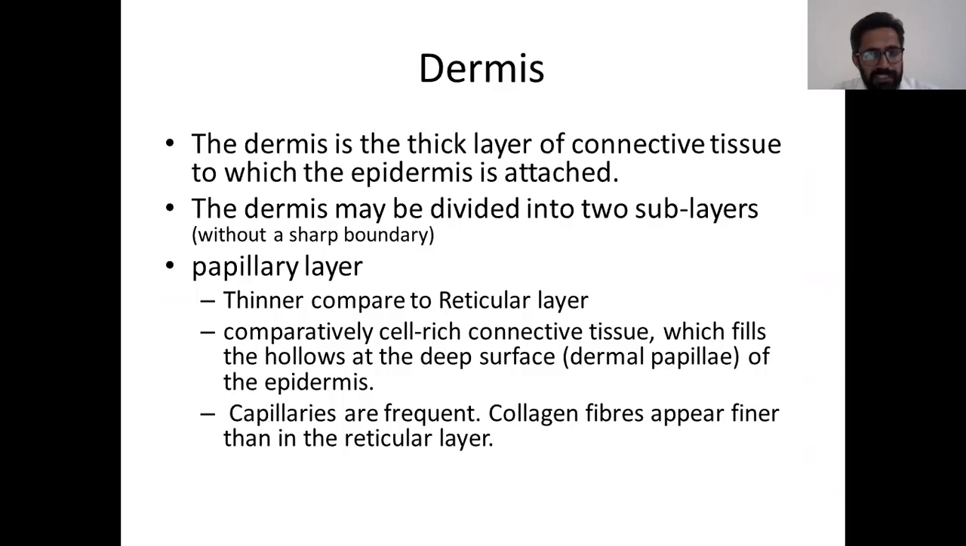Then if we look at the detail, the dermis is the thicker of the 2 layers, made up of connective tissue. And if we talk about the embryonic region, this layer is made up of mesodermal embryonic layer. This layer is attached with the epidermis. We will look at these features which are present at the junction of the epidermis and dermis a bit later in detail. The dermis may be divided into 2 sublayers, and what is more important, there is no sharp, clear-cut boundary between these 2 layers of dermis.